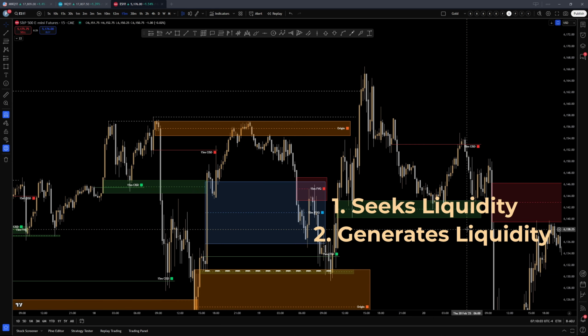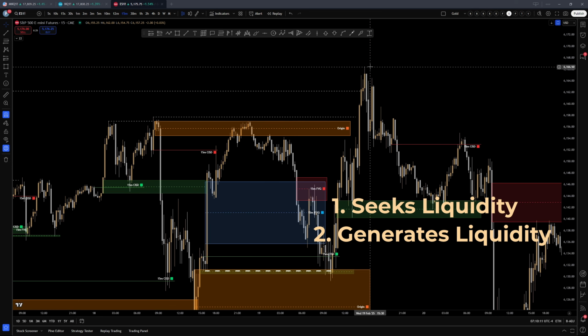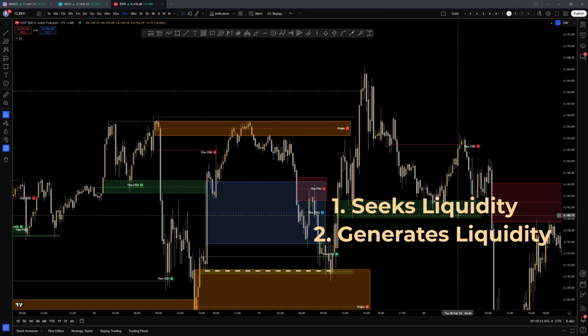So it's generating liquidity, right? Generating buy and sell orders of various types above these areas that haven't been triggered and then get triggered, and that then pushes the price in a direction.